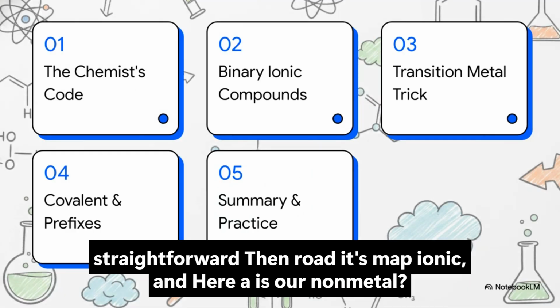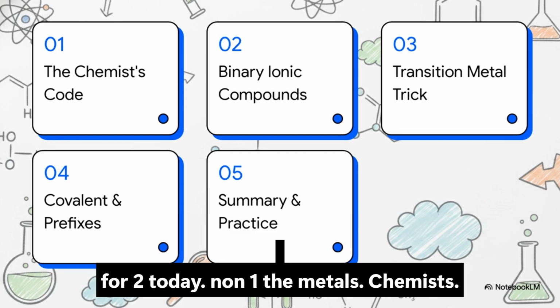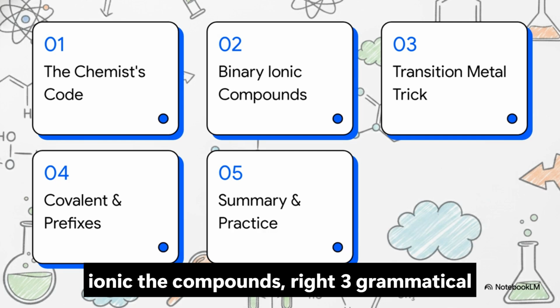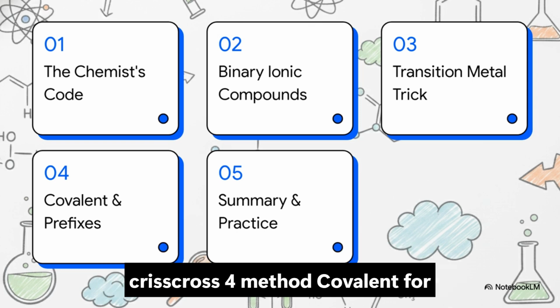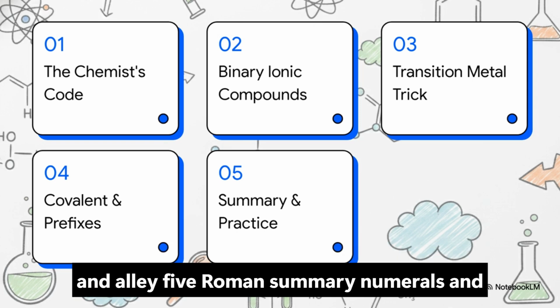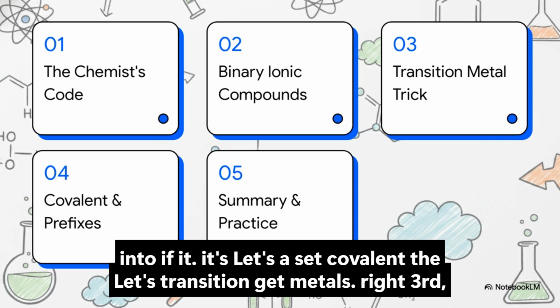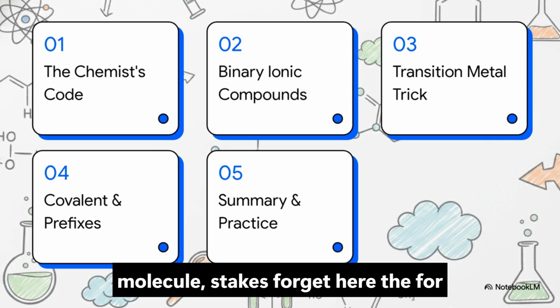Here is our straightforward roadmap for today. 1. The chemist's code. 2. Binary ionic compounds. 3. The transition metal trick. 4. Covalent compounds and prefixes. And 5. Summary and master practice. Let's get right into it.